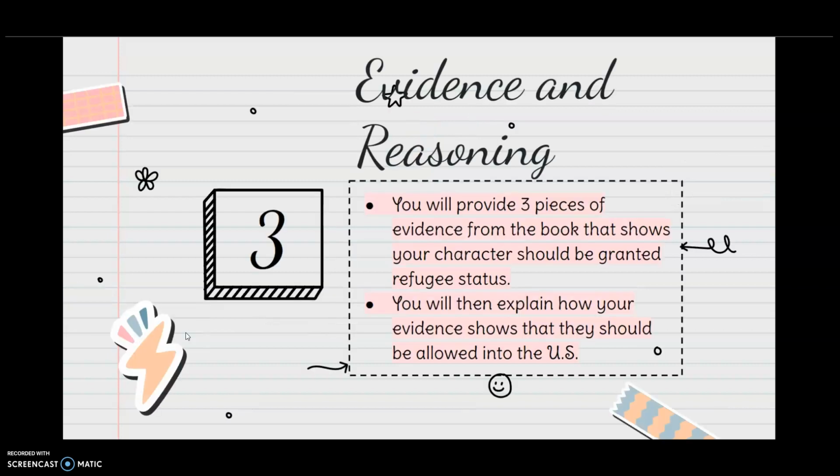Number 3, and this is the last step, so very easy. You're finding the evidence and reasoning for your character to be allowed into the U.S. Like I previously mentioned, think about those characteristics and traits that we would look for and want refugees to have when they come to the U.S. You're going to find three pieces of evidence from the book that show that your character should be granted refugee status. Think about things that happened to them or how they reacted to certain things that would prove that they are a helpful, kind, useful, hardworking person, and how they care about other people, etc. After you find that example, you're going to explain how that example proves that they should be allowed into the U.S.